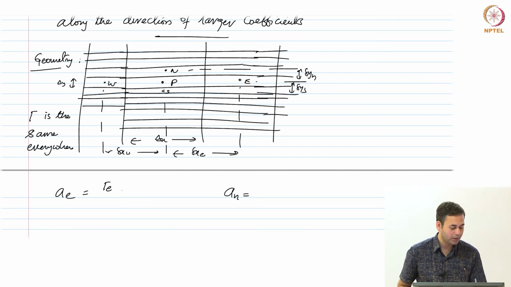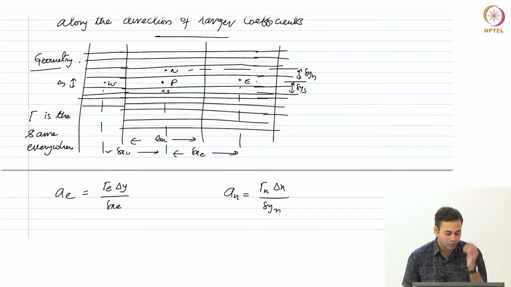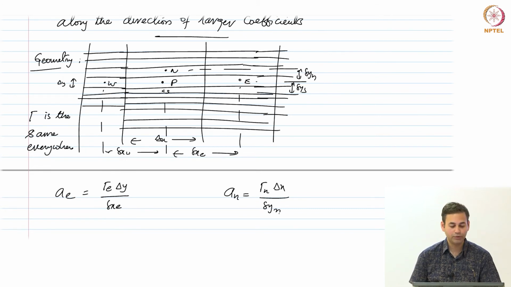Then what would be the A east coefficient? A_E = Δy by Δx_E. And what would be A north? Γ_N Δx by Δy_N. So which is now greater, and in what direction would you choose the traverse?